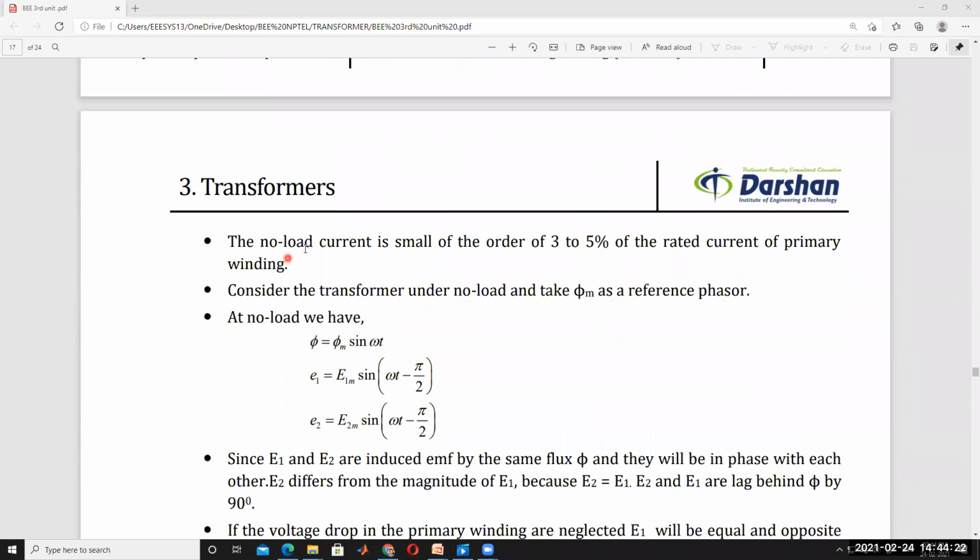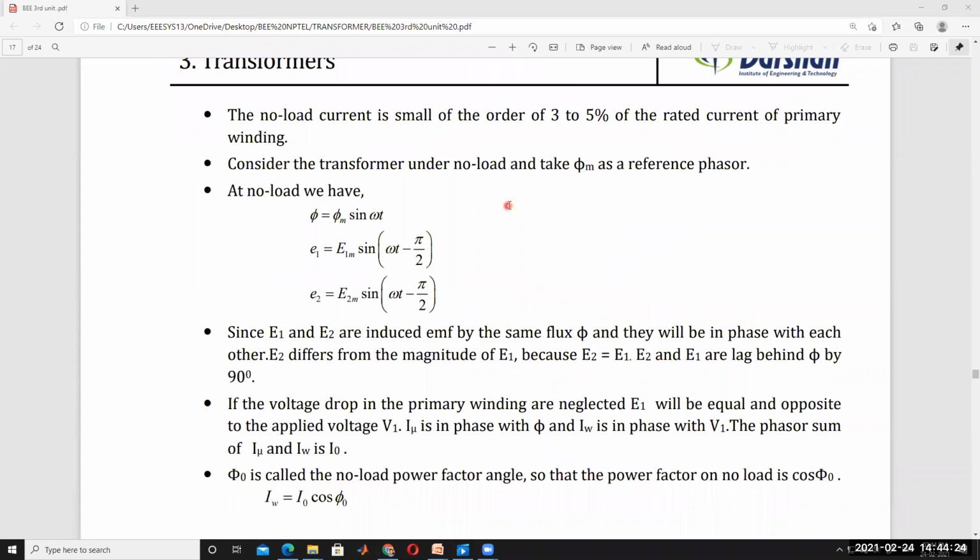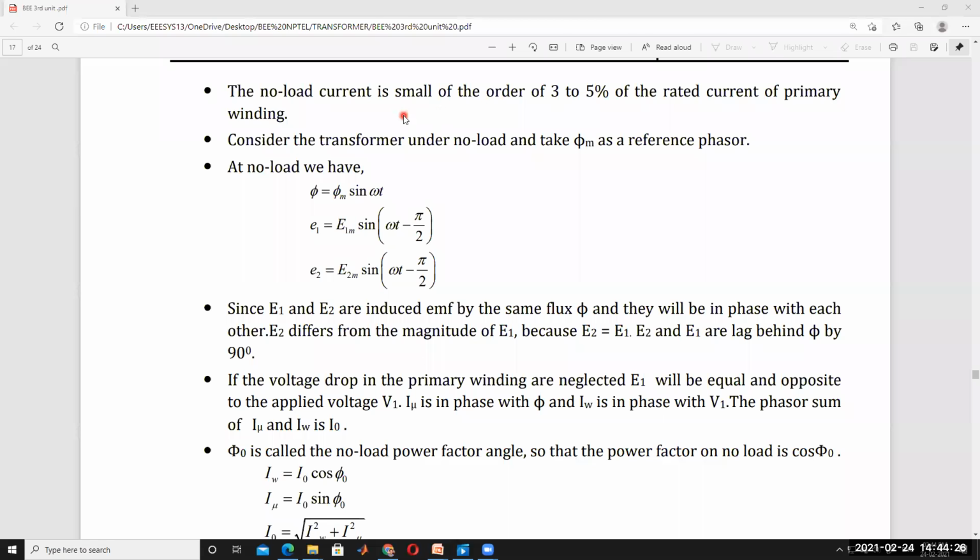No load current is small, on the order of 3 to 5%. You know well, no load current is very, very small. Under no load condition, it is ideally 0, but practically there is a small amount of current from the source. That current is called no load current. For example, 5% means 0.05 of the rated full load current. Very little current is drawn from the supply.